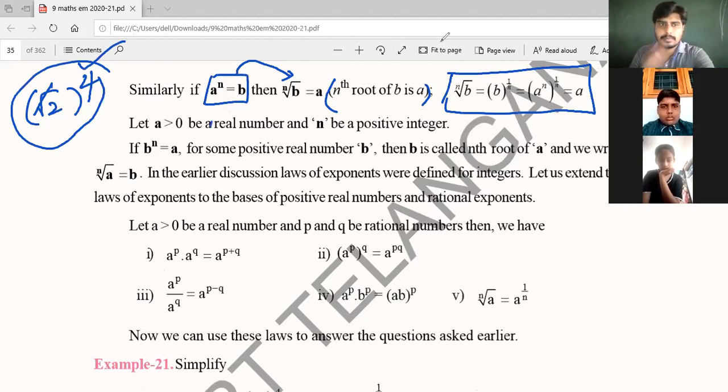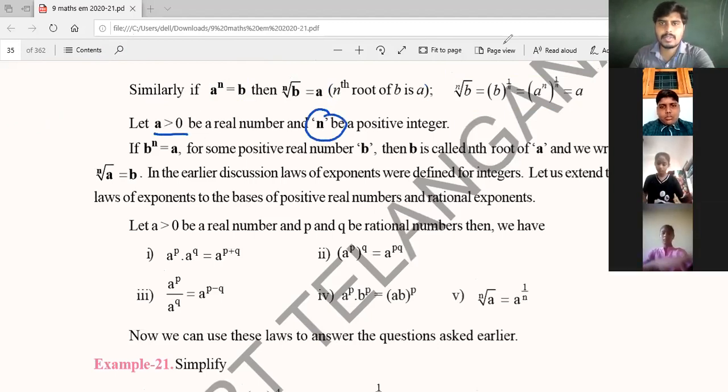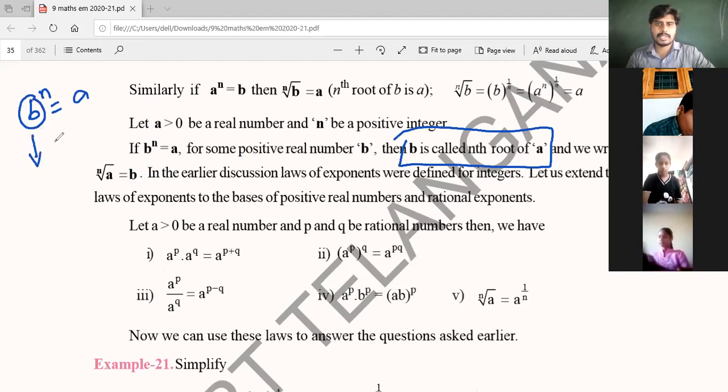Let a greater than 0 be a real number and n be a positive integer. b power n is equal to a for some positive real number b. Then b is called the nth root of a. So b power n is equal to a. Take that note, Nana, write down in your running notes. This b is called the nth root of a.